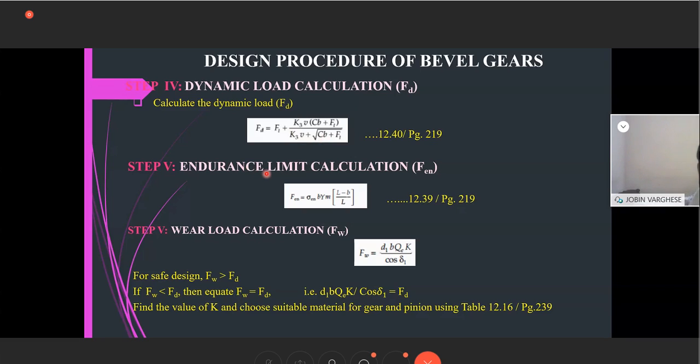I am getting many questions, so what I was suggesting is that you can just ask at the end. Okay, I'm just going into the design. So finally, endurance limit calculation.